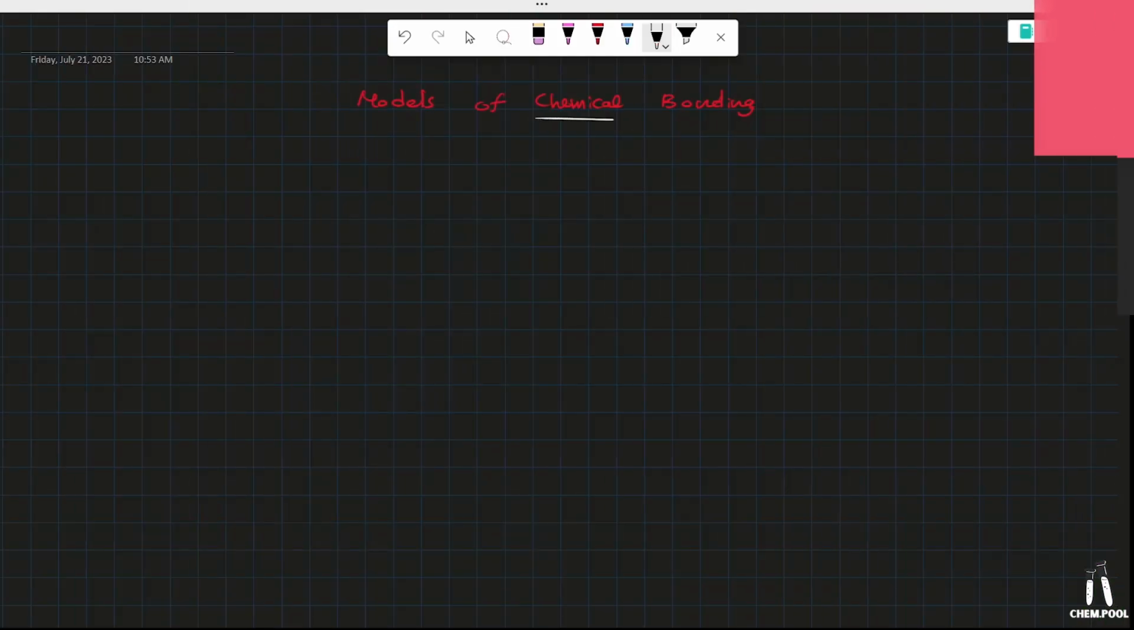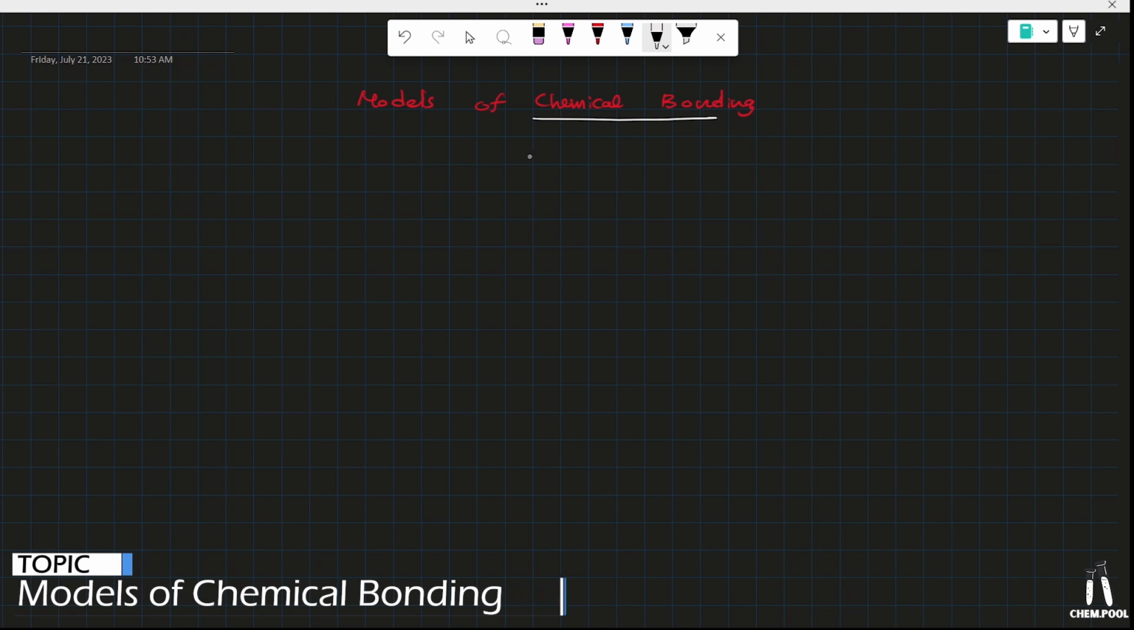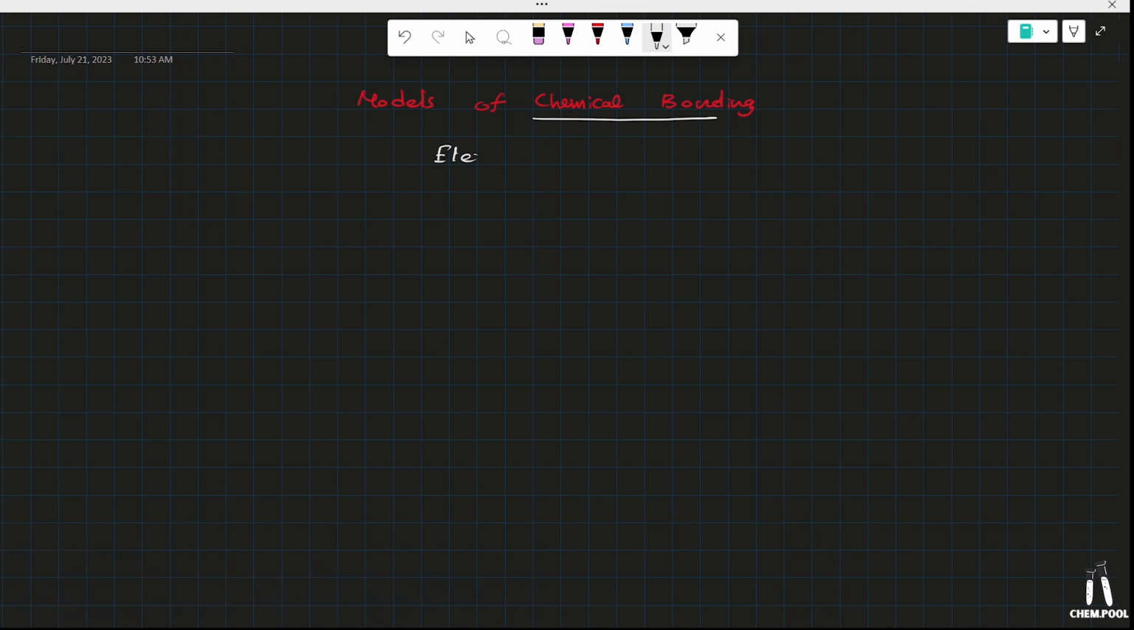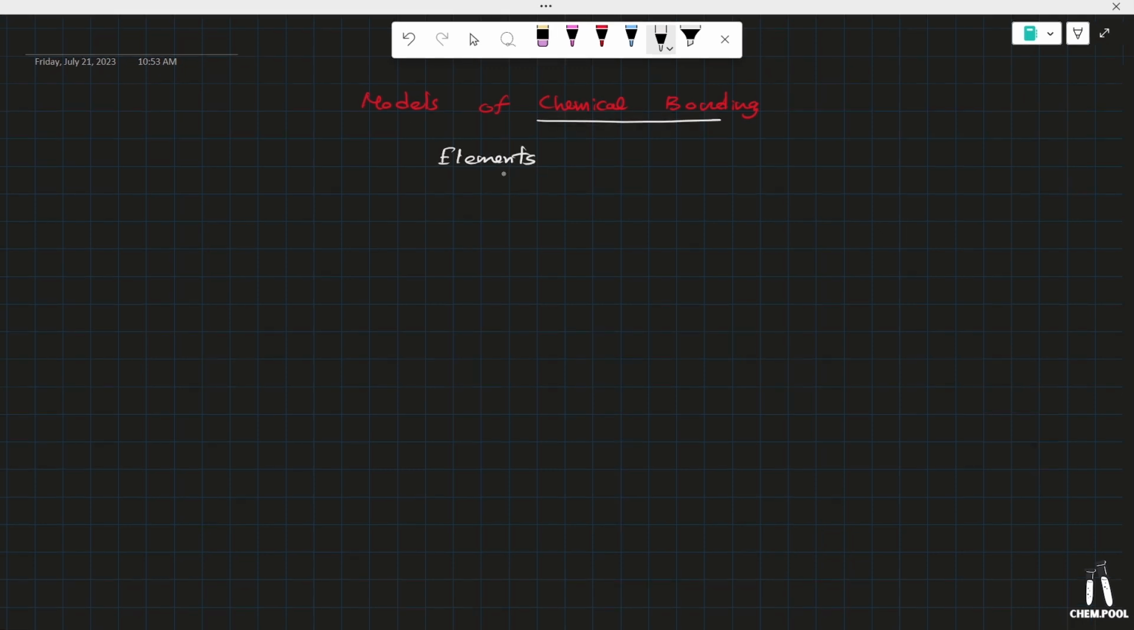For chemical bonding, we know that in chemistry these bonds are formed between elements, right? Basically three types of bonds will form between these elements. First one is A, metals and non-metals. Which type of bonds between metals and nonmetals? Ionic bonds.